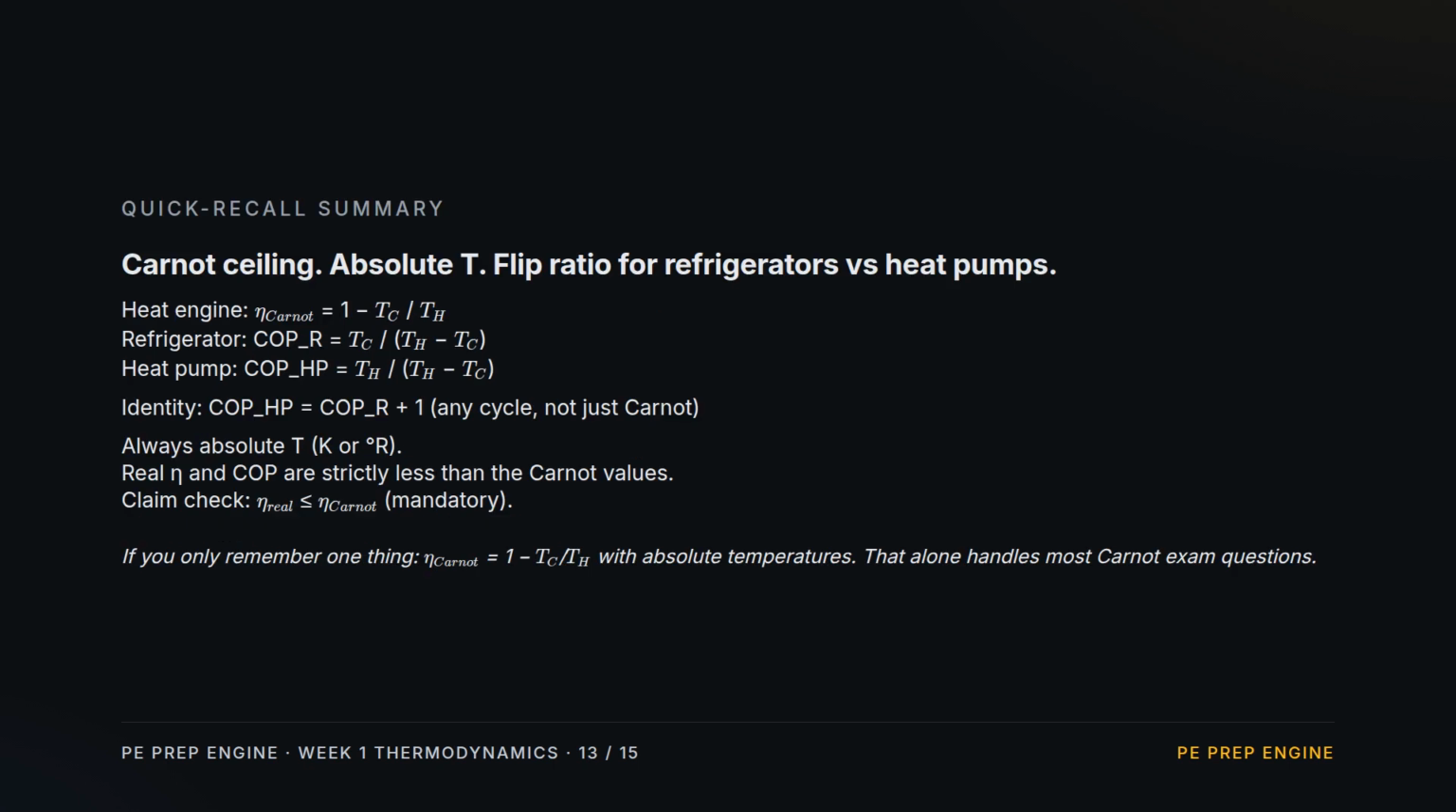Quick recall. 3 formulas: efficiency for a heat engine, COP for a refrigerator, COP for a heat pump. Heat pump COP is always refrigerator COP plus 1. Absolute temperatures mandatory. Real values are always strictly below Carnot, and a universal check is real efficiency at or below Carnot between the same reservoirs. Remember one formula, 1 minus T sub C over T sub H, and you'll handle most Carnot questions.